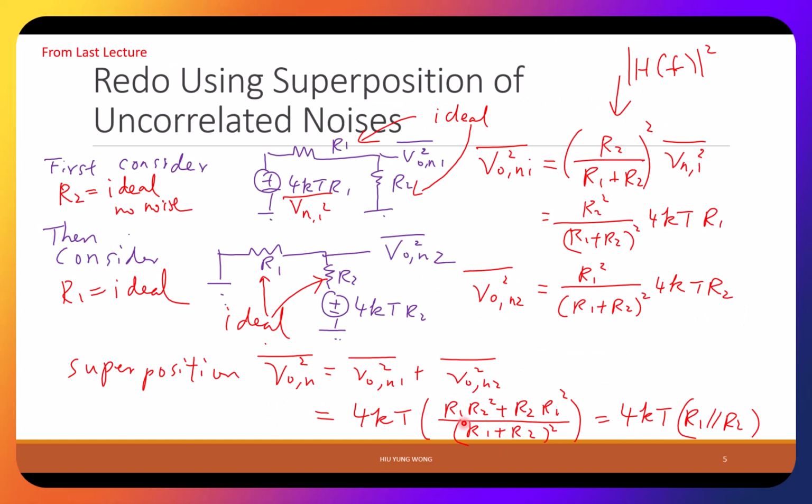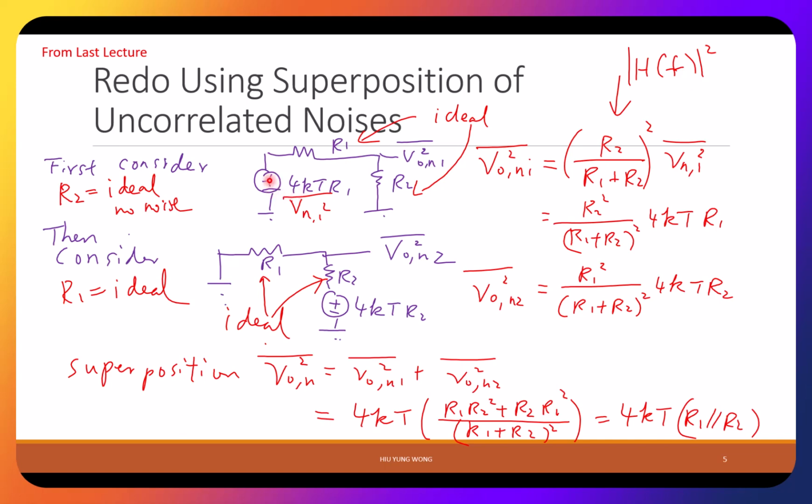We can use another way, for instructive purposes. I will use superposition. What I do is first assume R2 is ideal and only assume that R1 has noise. Then we just draw out the network. R1 becomes ideal with 4kT R1 as the Vn1 squared bar. And let's find out what is the output noise due to this noise.